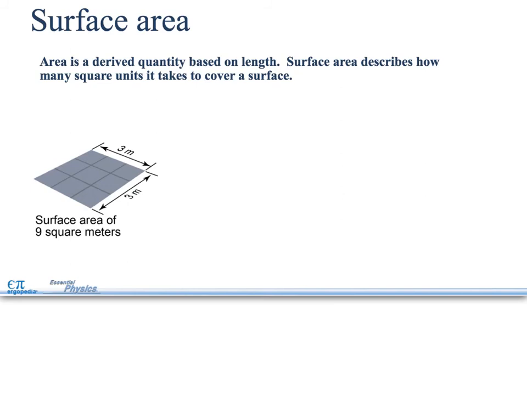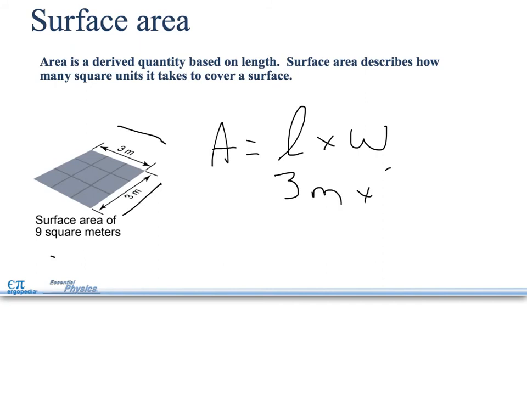Area is a derived quantity based on length. Surface area describes how many square units it takes to cover a surface. Surface area of 9 square meters. So we have 3 going this way and 3 going this way. So area is basically length times width. So 3 meters times 3 meters, giving me 9 meters squared. So the unit for area is meters squared.